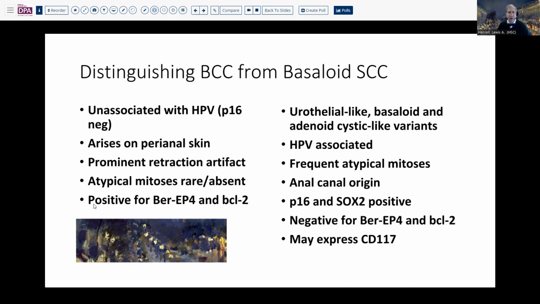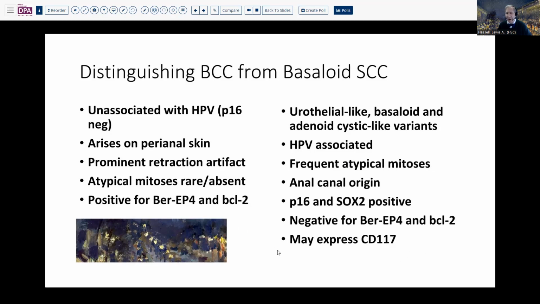Now, if you do have to go to immunohistochemistry, there are two that can be helpful. BER-EP4 and BCL2 will be positive in basal cell carcinoma and should be totally negative in basaloid squamous carcinoma of the anal canal. Similarly, SOX2 and P16, as we've mentioned, should be positive in the anal basaloid squamous carcinomas. The atypical mitoses can be quite frequent in these basaloid squamous carcinomas and relatively rare in basal cell carcinoma.